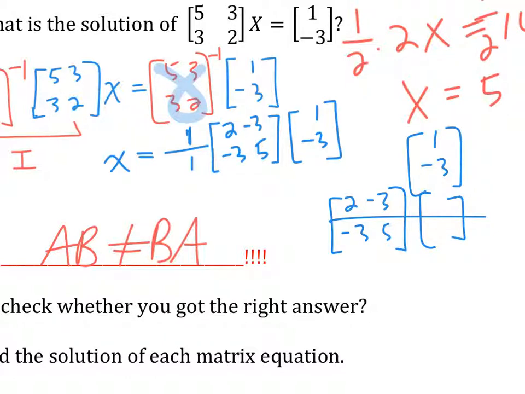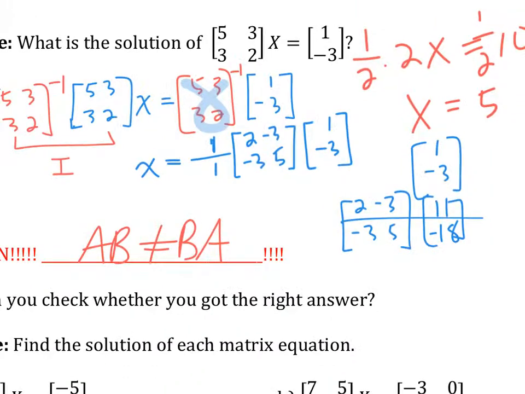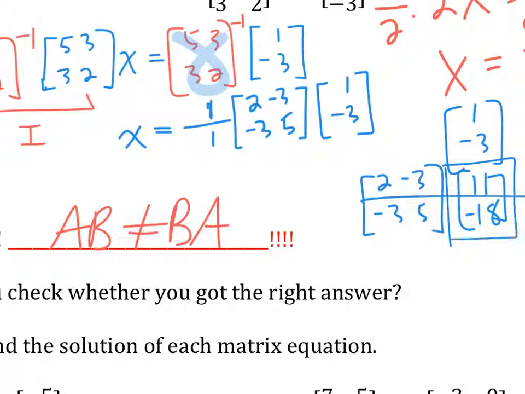All right. 1 times 2 plus negative 3 times 3. That is 11. Okay, and then 1 times negative 3 plus negative 3 times 5. That's negative 18. Okay, so this is the answer. So that's the X matrix.